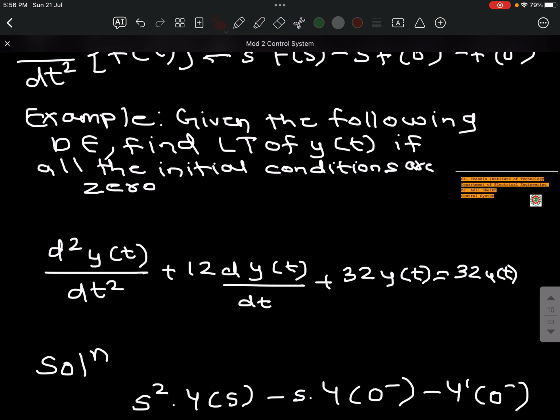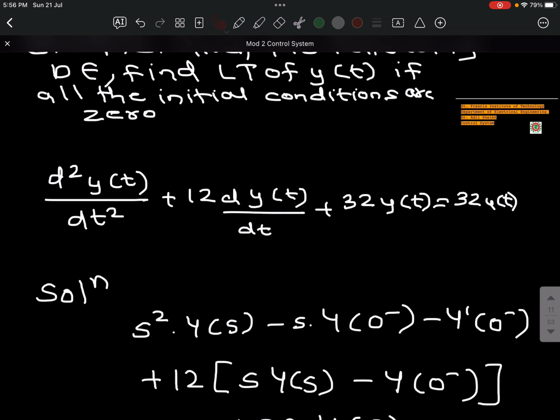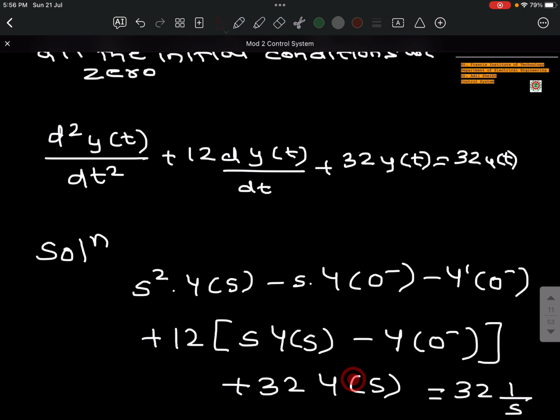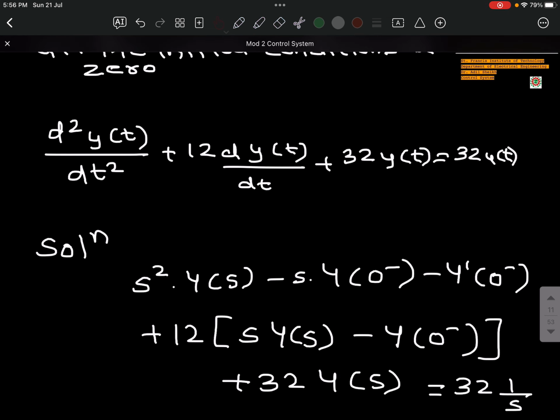Okay, now this is a simple derivative. तो इसका सिंपल क्या आता है, अगर आप इसका करोगे तो इट विल लुक लाइक दिस. It will be 12 s Y(s) minus the initial condition, and this is very simple. It will become plus 32 Y(s) and what is the Laplace transform of u(t)? It is 1 upon s.